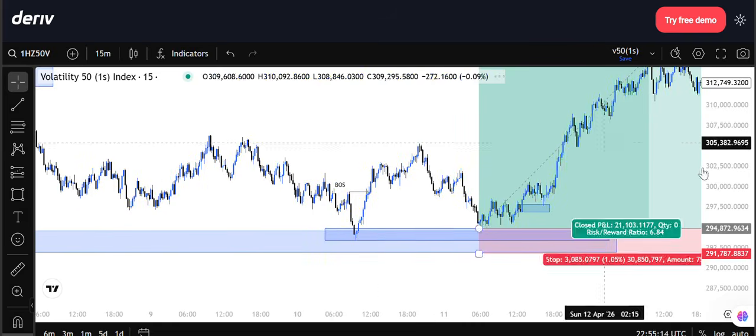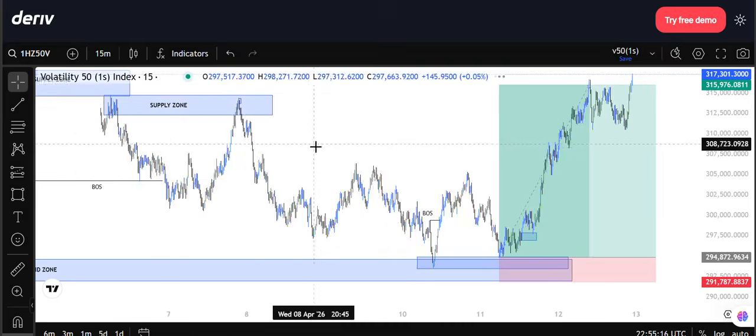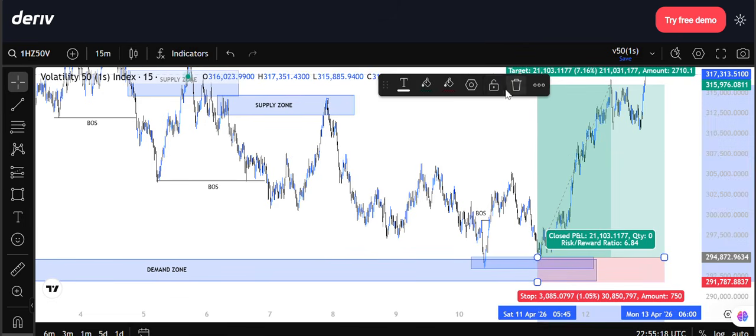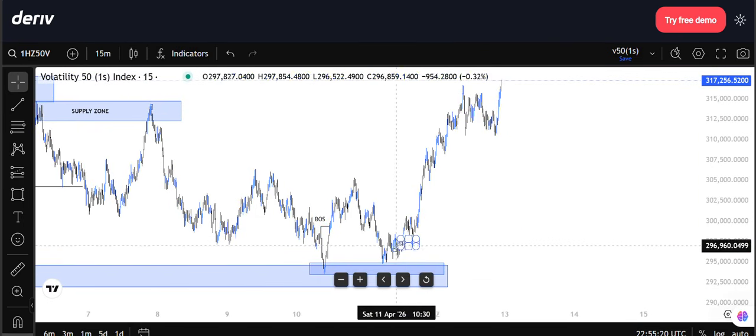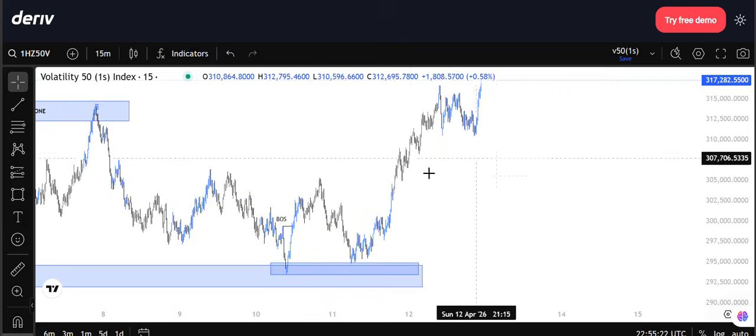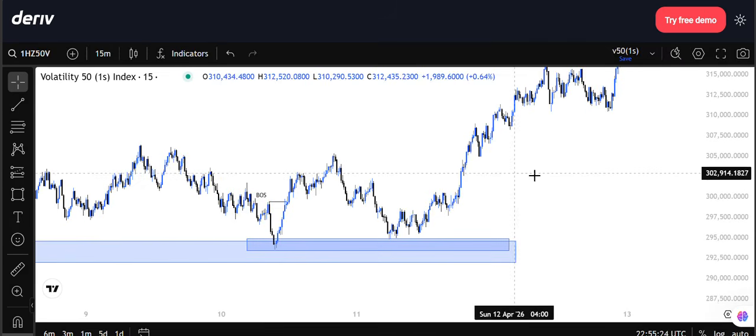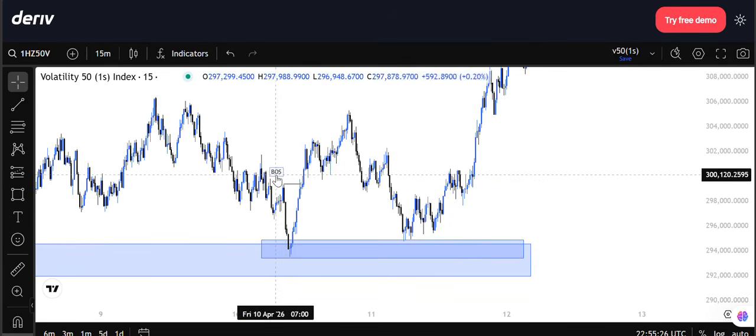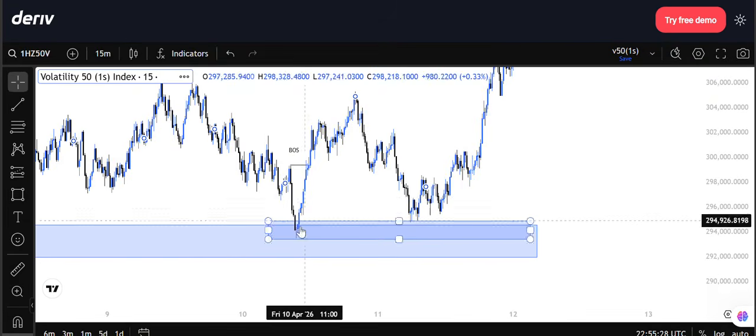So now price having tapped into, let me take this out so that we'll see things clearly. Let me take all these out so that everything will be clear. Okay, so let me just leave that. So now price tapped into our zone.